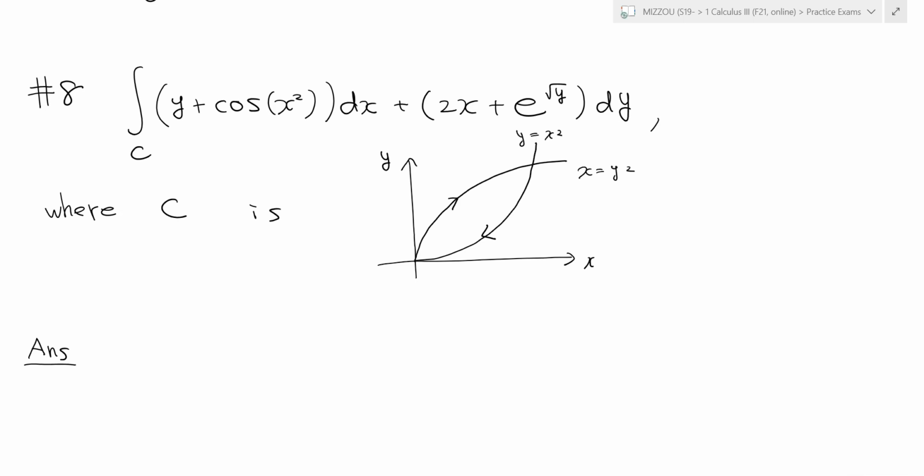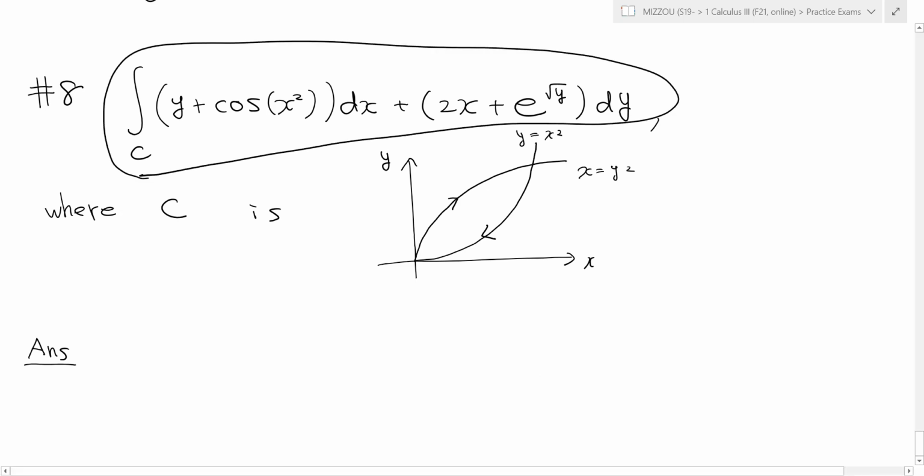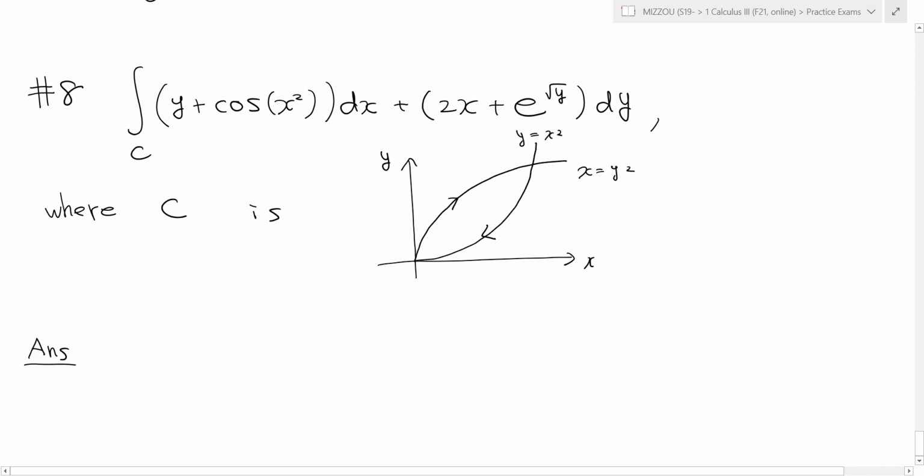Number 8, evaluate this line integral where C is the region bounded by two parabolas like this, but the direction of the curve is clockwise instead of counterclockwise. And now, actually the problem says use Green's theorem. So we're going to use Green's theorem. What's Green's theorem? Let P be whatever you see in front of dx.